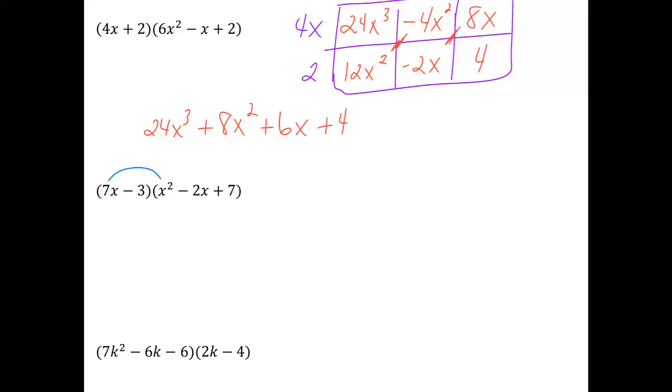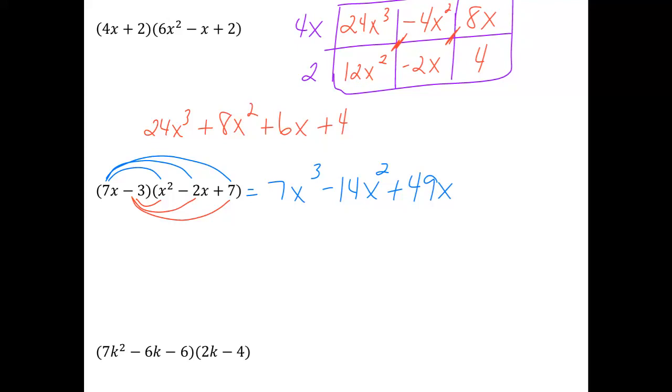We're just going to simply take the first term and distribute it to every term in the second set of parentheses. So if I do that, I'll get 7x cubed minus 14x squared plus 49x. Sorry, 7x times negative 2x. Then we're going to do the same thing. Maybe I'll change colors here, but now we're going to take this second term, the negative 3, and multiply it to everything in the second set of parentheses. So negative 3 times x squared, negative 3 times negative 2x, and negative 3 times positive 7.